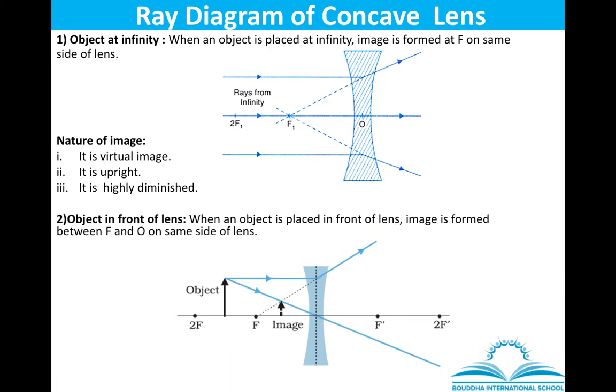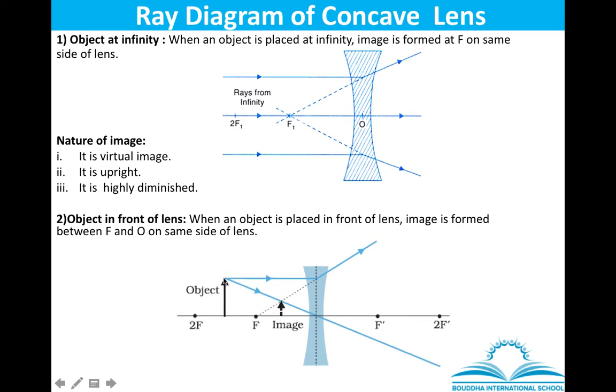Now the last condition of the concave lens. Here, either you keep the object beyond 2F, at 2F, or between F and 2F, or at F, or between F and O. Wherever you keep it, the image will always form between F and O. That's why it has not got any multiple conditions. So only one condition is created, that is object in front of the lens. You can keep the object anywhere, beyond 2F, at 2F, between F and 2F, at F, wherever you keep, but the image will always form between F and O.